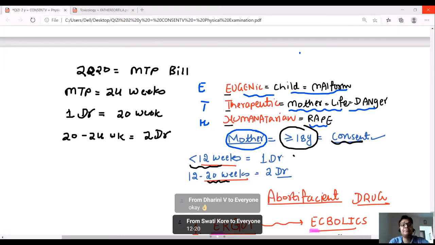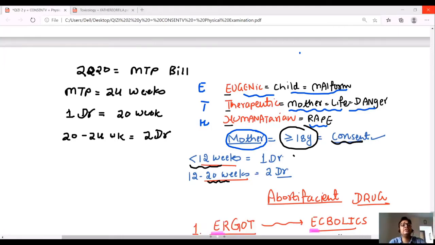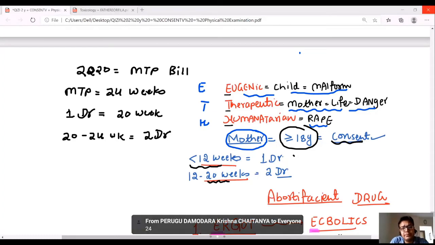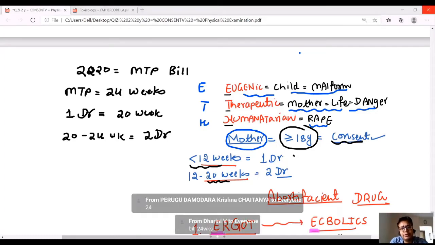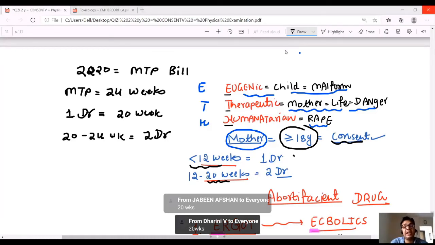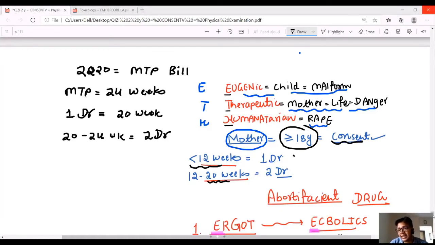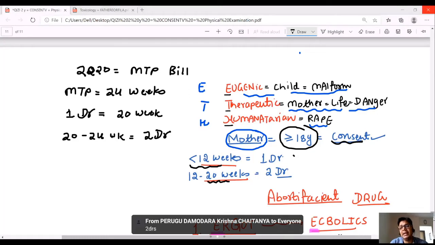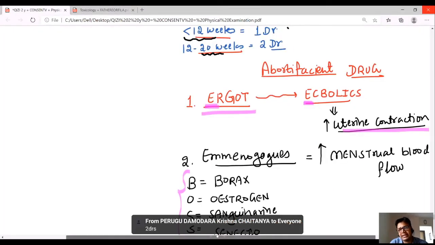But sir, if you get a specific question, according to the 2020 Amendment Bill, MTP, medical termination of pregnancy, is indicated up to 24 weeks, and one doctor is allowed to terminate the pregnancy up to 20 weeks, and two doctors for 20 to 24 weeks. Doctor, see the question very carefully, because it is not an act till now, it is just a bill, the MTP bill. I have cleared this doubt.